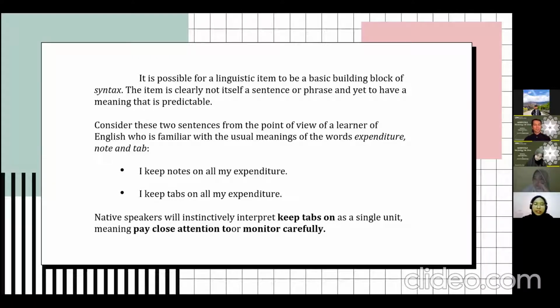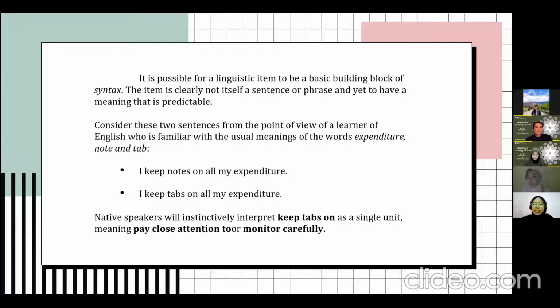Consider these two sentences from the point of view of a learner of English who is familiar with the usual meanings of the words expenditure, notes, and tabs. So I have two examples. The first example is "I keep notes on all my expenditure." It means, in Indonesian, saya menulis semua pengeluaran. Keep means menulis, like that.